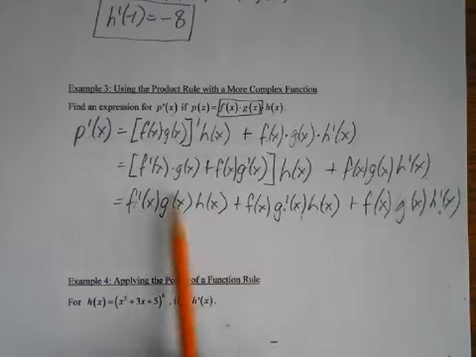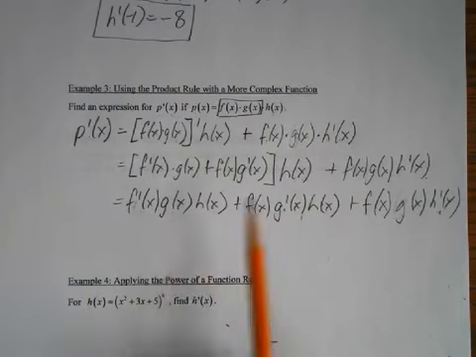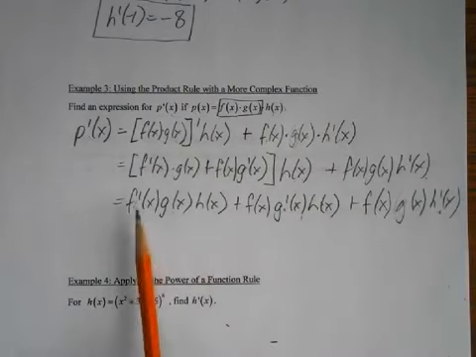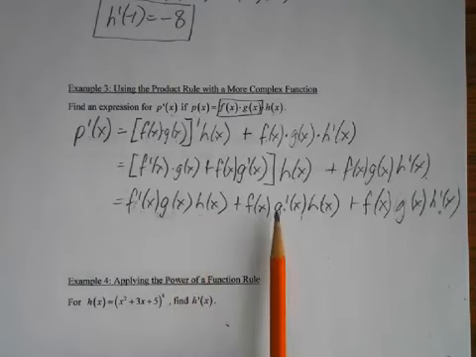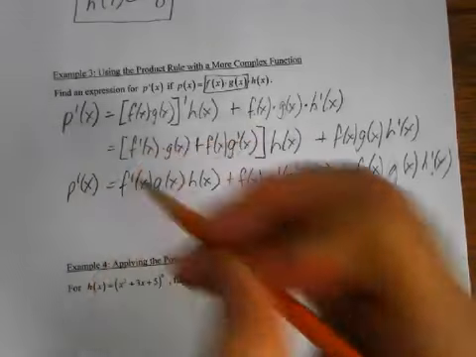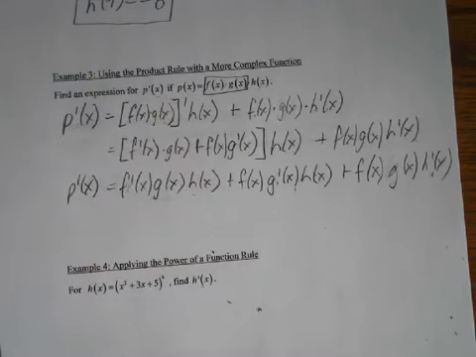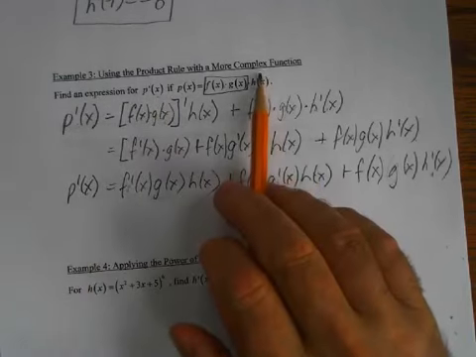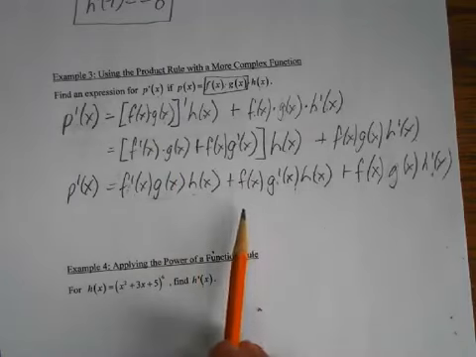You could actually figure out, well, what if it was four functions multiplying? Well, then you'd have four separate products. Each product has all four functions, and each product contains one of the derivatives. So that's basically how to extend the product rule for a more complex function with more products. This was a nice way of showing how it works.